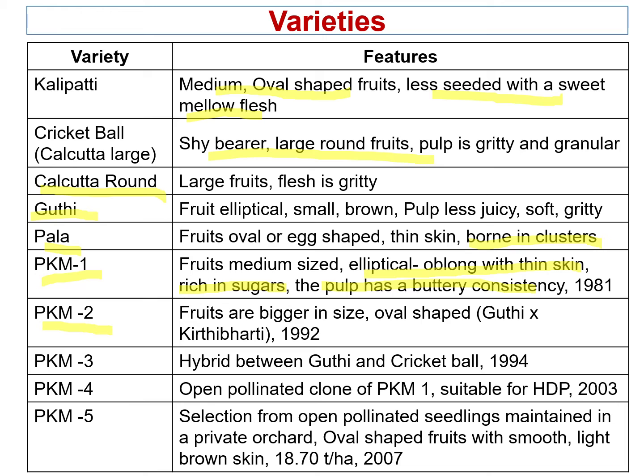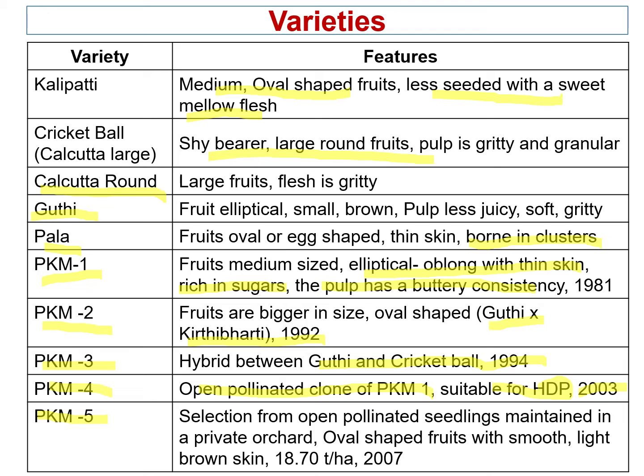The next is PKM2, that is a hybrid between Guthi and Kalipatti, released in the year 1992. Next is PKM3, that is also a hybrid between Guthi and Cricket Ball, released in the year 1994. Then PKM4 is a clone from the open pollinated PKM1. That is a little bit dwarf in size, so it is suitable for high density planting, and it was released in the year 2003.